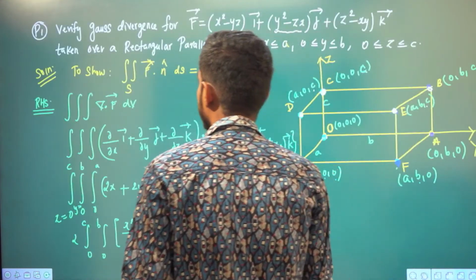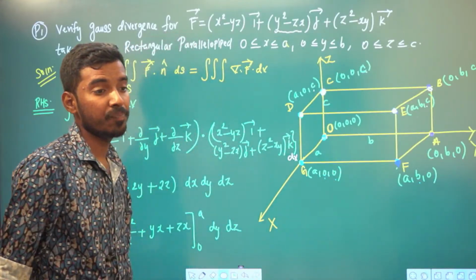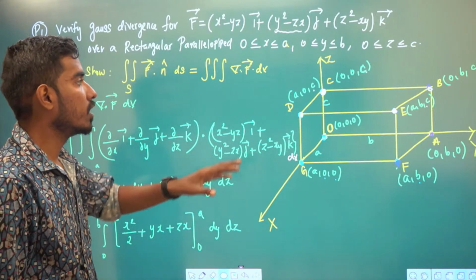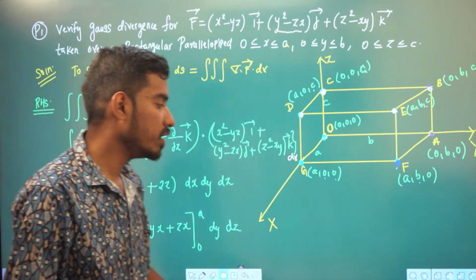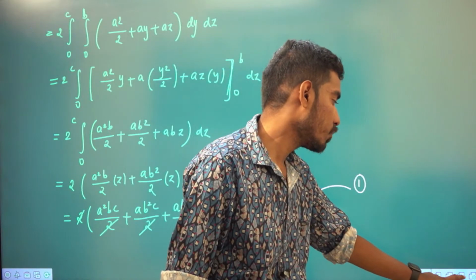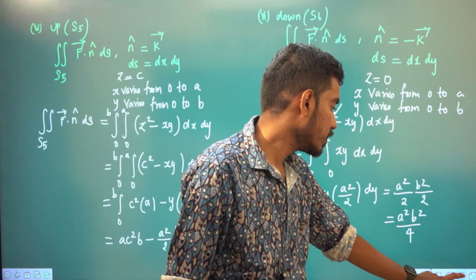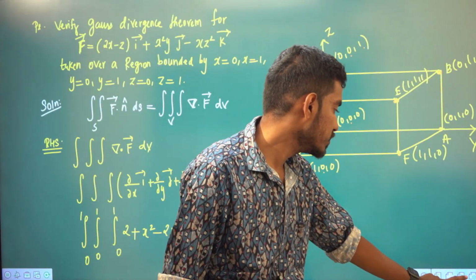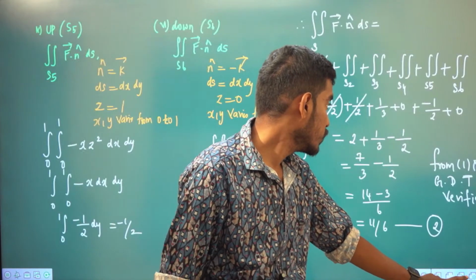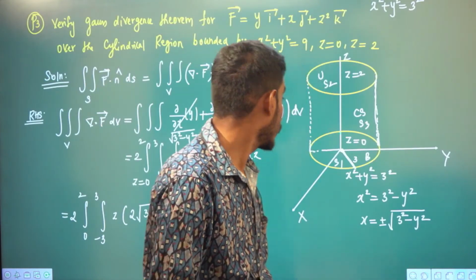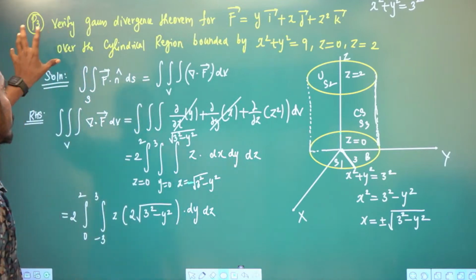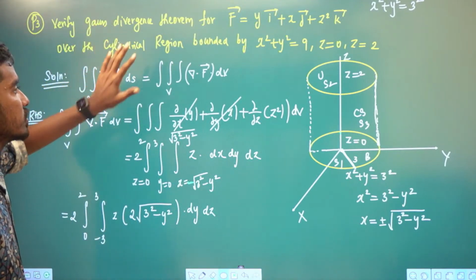Then we solved three problems, where we needed to verify the Gauss divergence theorem. Two problems were based on a parallelepiped, and the last problem was based on a cylinder. If you haven't watched the previous video, please go through that. So the third problem was to verify the Gauss divergence theorem.